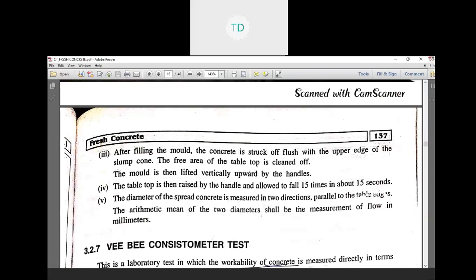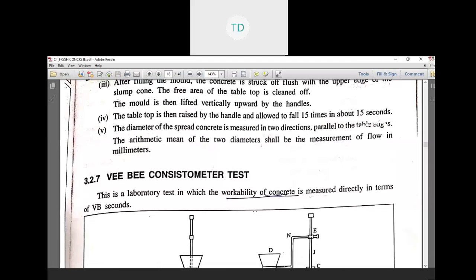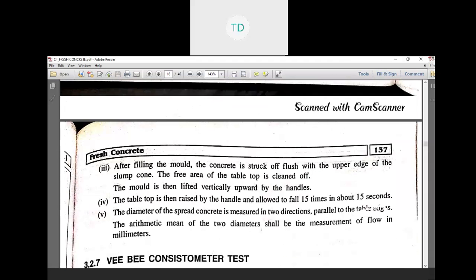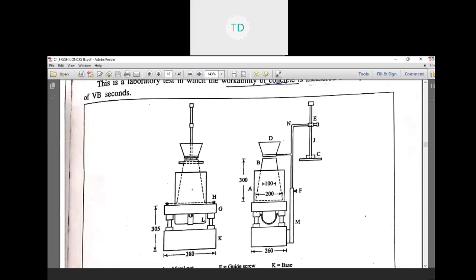The mold is then lifted vertically upward, same as in every test we have done. The tabletop is then raised by the handle and allowed to fall 50 times in about 50 seconds. The diameter of the spread concrete is measured in two directions parallel to the table, and the arithmetic mean of the two dimensions is the measurement of the flow in millimeters, and that measurement gives us the proper result.